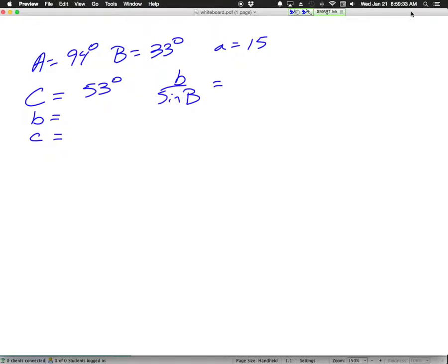And what do I want that to be equal to? 15 over sine of A. Why a over sine of A? Because you don't have c over sine C. Because I don't have C and c. I've got A and a. So the other part has to be the match that you have. So my match is the A match. So that's what I need. So let's go ahead and fill out what we know. So b over sine of 33 equals 15 over sine of 94.